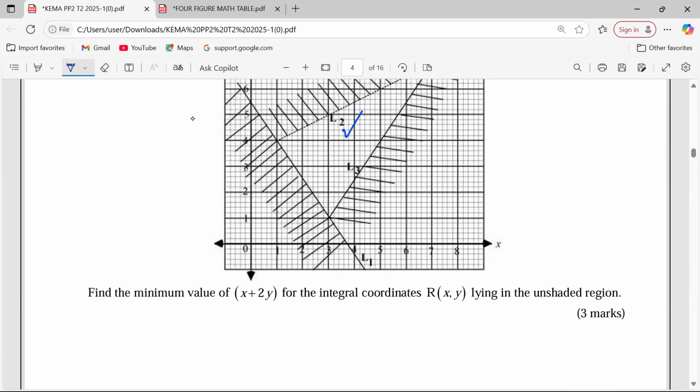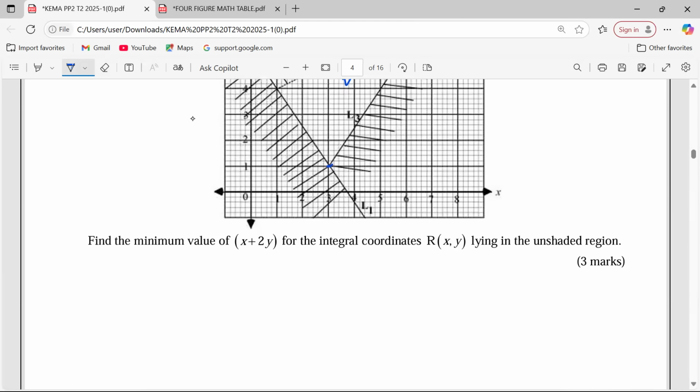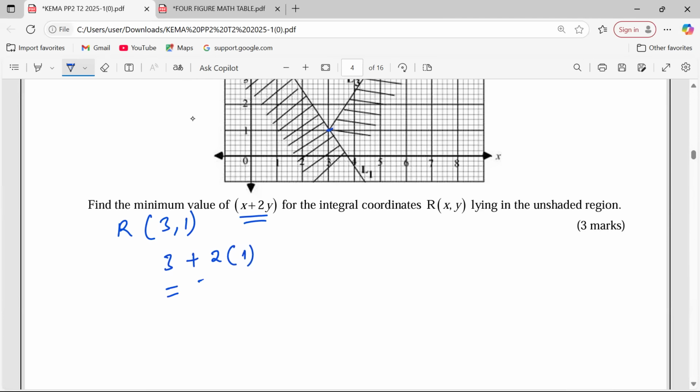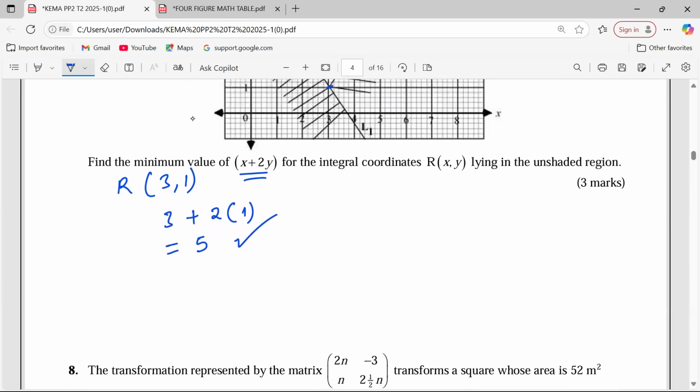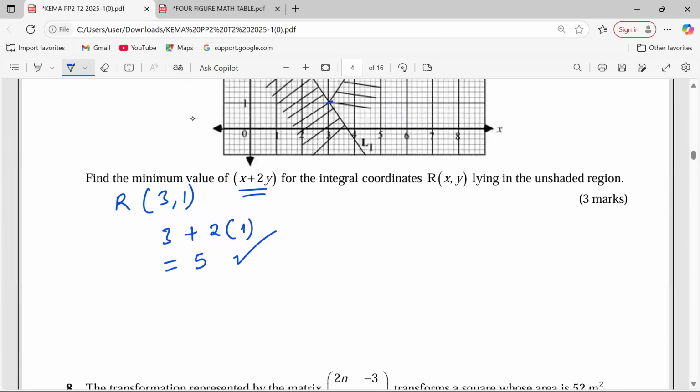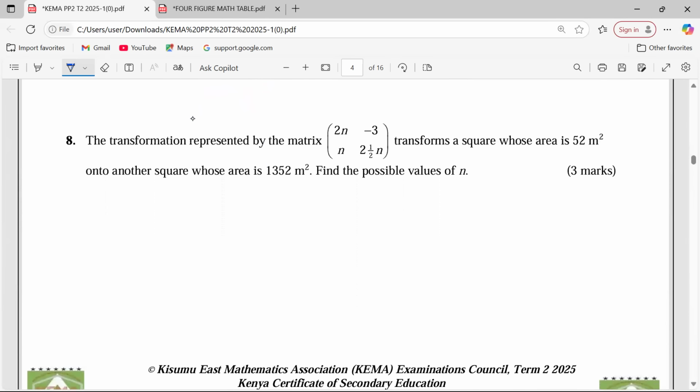Therefore, this is going to be 3, 1. So the coordinate of R is 3, 1. And now for this value, we need 3 plus 2 times the value of y, which is 1. So this is 3 plus 2, which is 5. So the minimum value of x plus 2y is 5. Yeah, that way. So that's how a student was supposed to approach such a simple question.